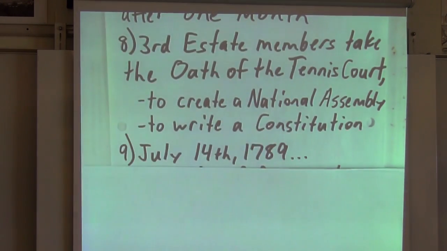The most important event of the French Revolution happened on July 14th, 1789. This is what they call their Independence Day. July 4th is Independence Day in the United States. Here's a good trip for you. You go to July 4th in, say, Boston or Washington, D.C. or New York City or some big city like that.